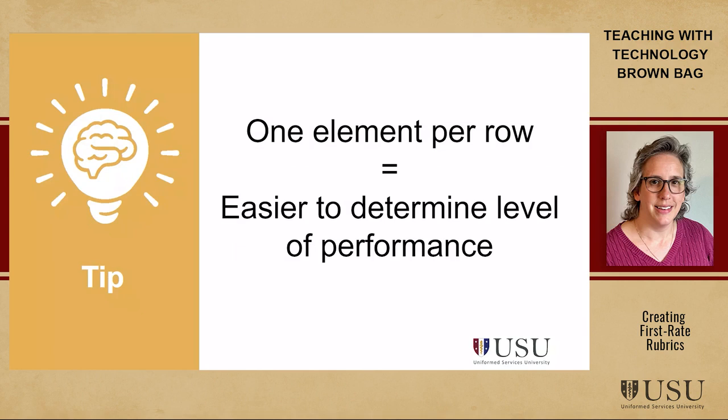So during our presentation today, we will share some pro tips with you, and here's our first one. It is critical for ease of use to make sure that you have only 1 element per row. So when you are writing those criteria, make sure it is not double-barreled so that it is easier to determine the level of performance for that item.